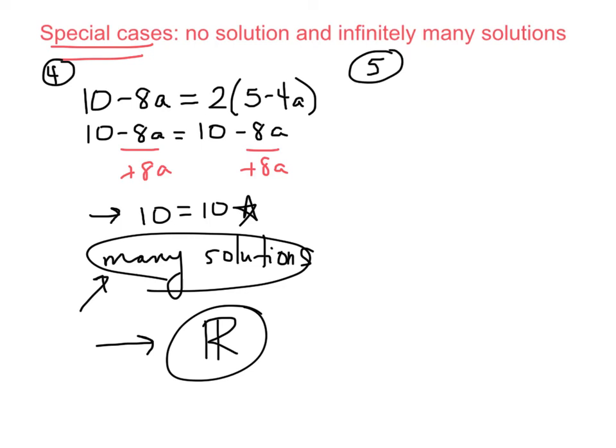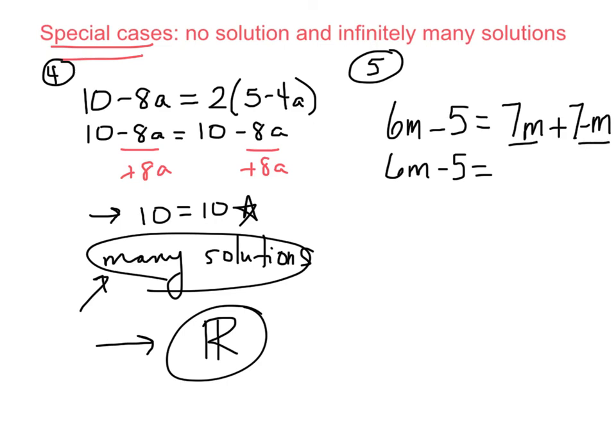Let's try another one, number 5. 6m minus 5 equals 7m minus m plus 7. Step 1, what should we do? Combine like terms. We don't move anything yet. I have 7m minus 1m. They're on the same side. 7m minus 1m gives me 6m plus 7. The next step, move the letters. We have to get the variable on one side, so I'm going to subtract 6m. They're gone. Negative 5 equals 7.